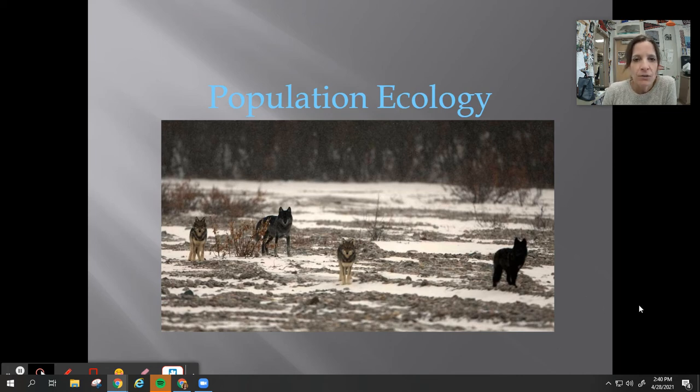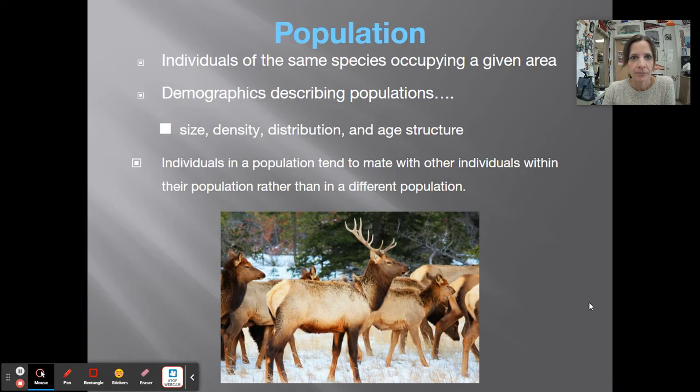Hey everybody! So today we're going to learn about population ecology. So populations, just for a definition, is individuals of the same species occupying a certain area.